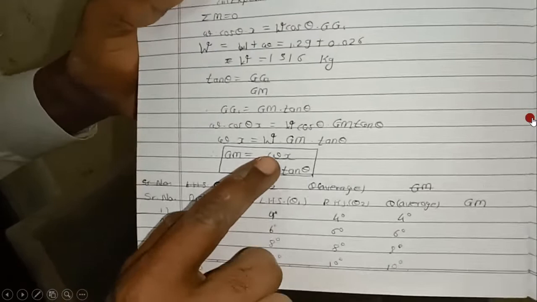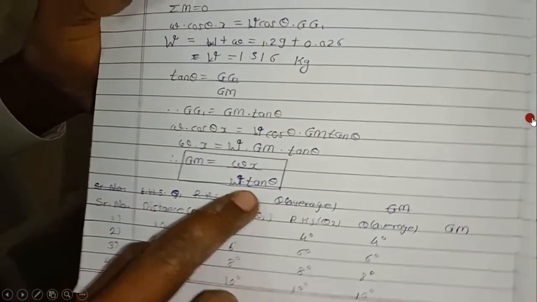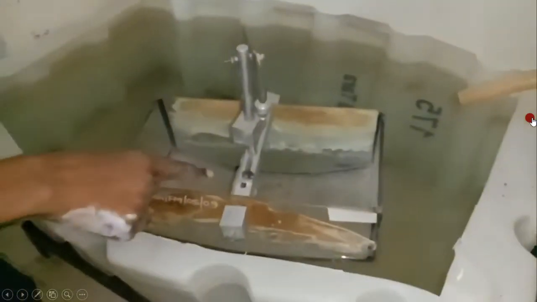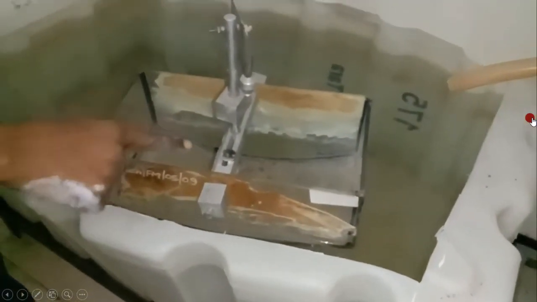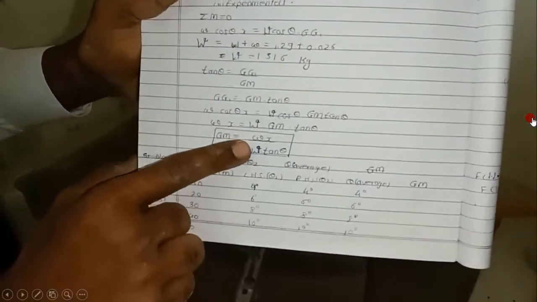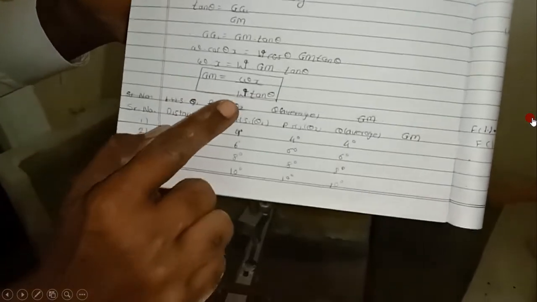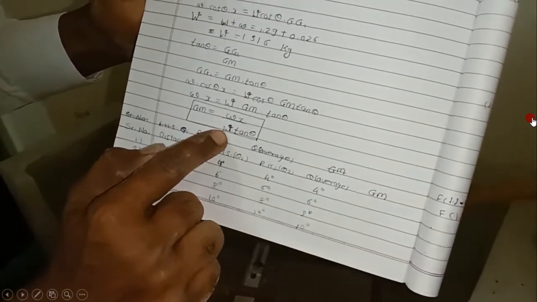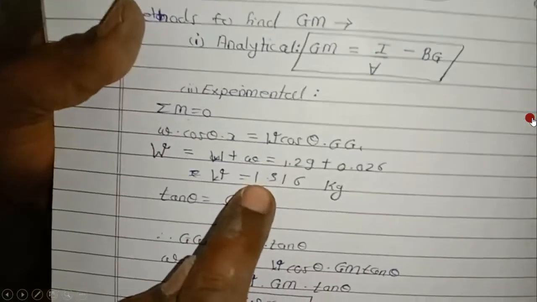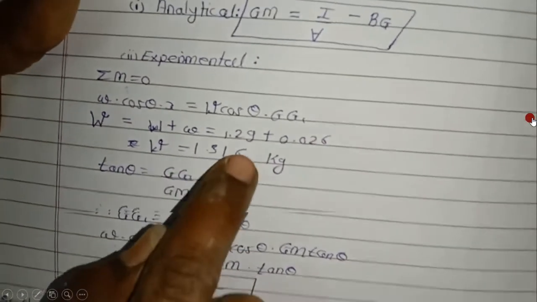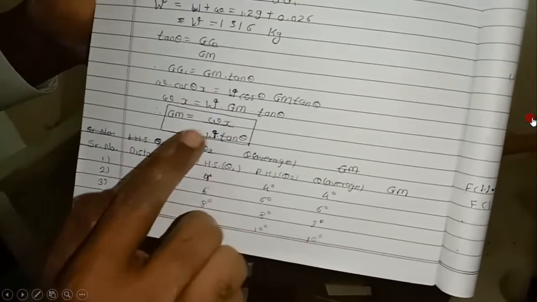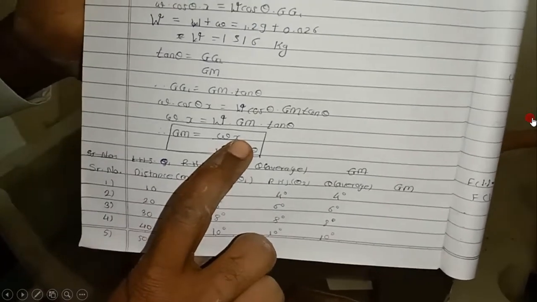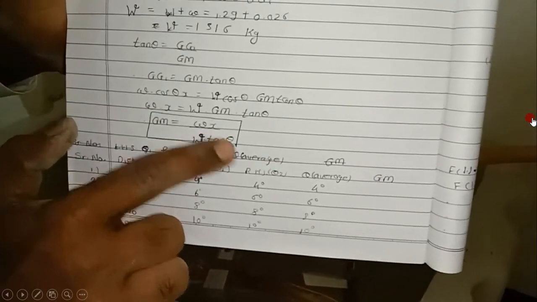That is the formula, GM = w × x divided by W tan theta. Here w is the weight of the jockey, that is 26 gram. 26 gram in kilogram comes to 0.026. The weight of the ship, that we have written here, is 1.316, that is including the jockey. In the formula, x is the respective distance in meters and theta is the respective value.